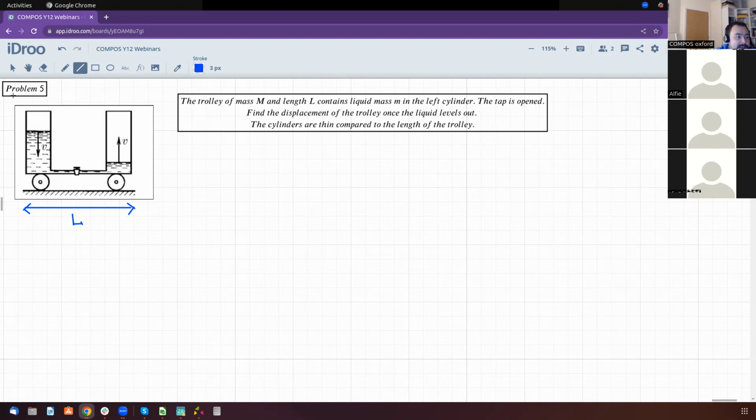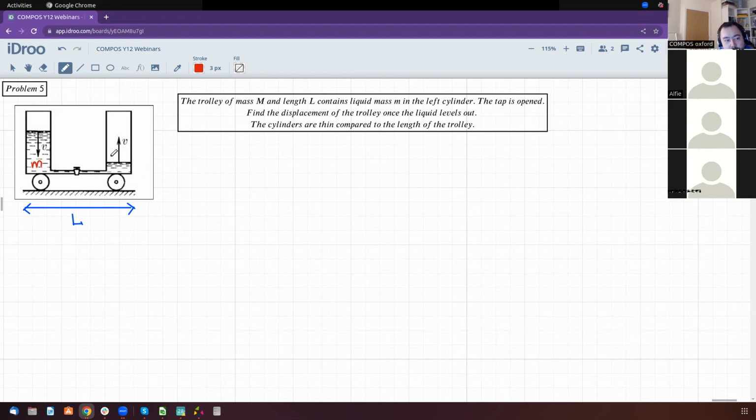It contains a liquid of mass m in the left cylinder. So there's a liquid of mass m. The tap is opened. Find the displacement of the trolley once the liquid levels out. So the liquid will keep pouring until it's equal level. The cylinders are thin compared to the length of the trolley. Okay. And there is no friction.